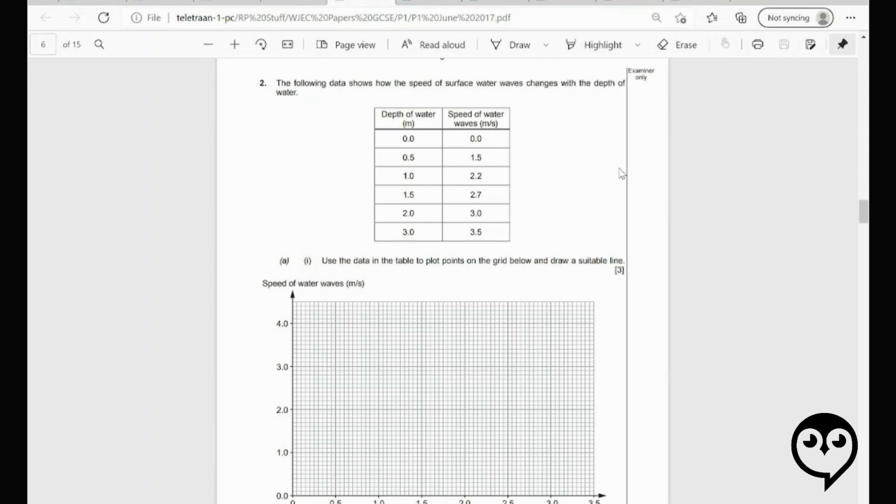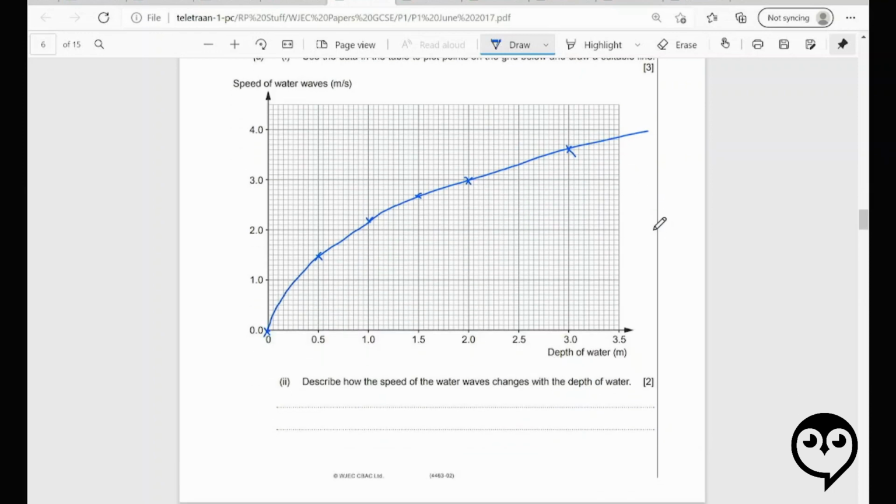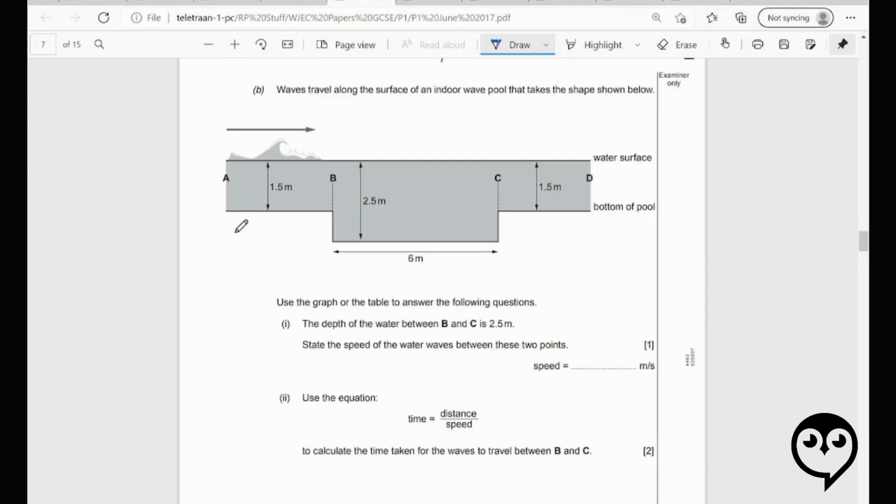Okay, and this is June 2017, paper 1. We've got a graphing question. Maybe you did this experiment in class. Okay, so describe how the speed of the water changes with the depth of the water. There are 2 points here. I would say as the depth increases, speed increases, but at a decreasing rate.